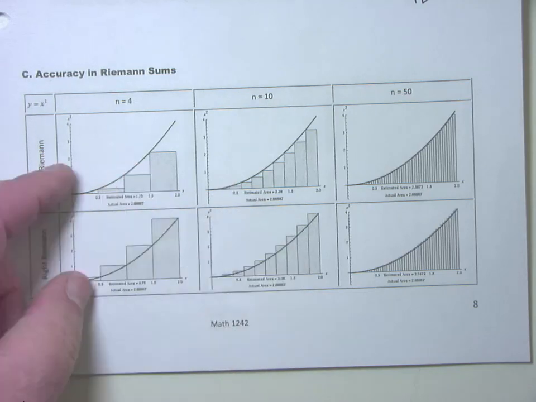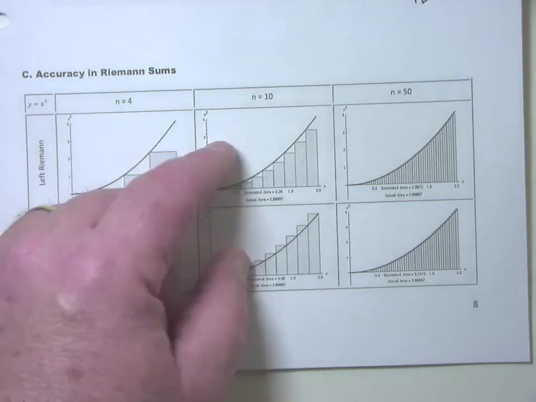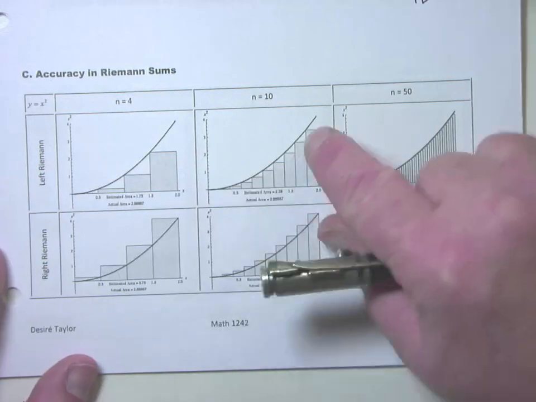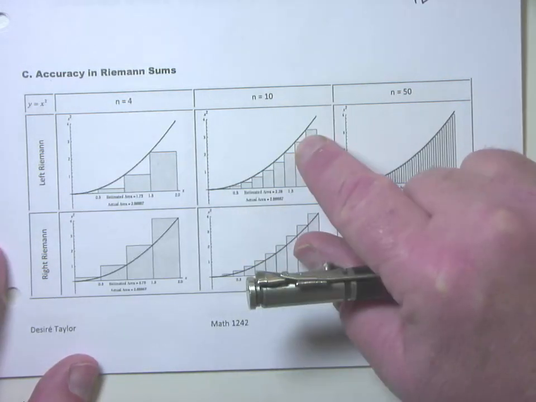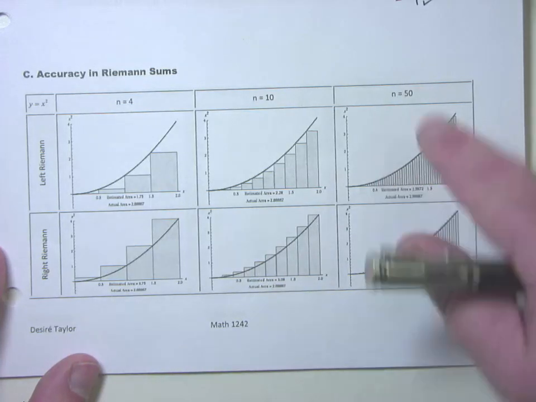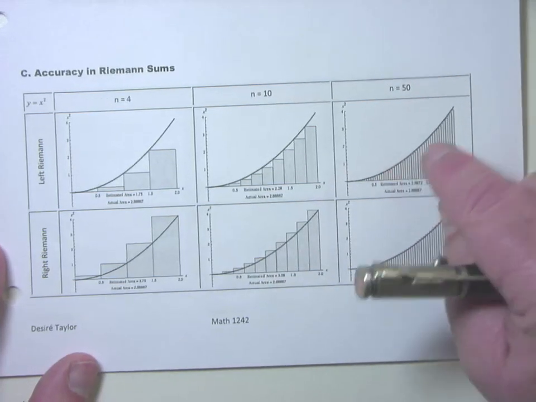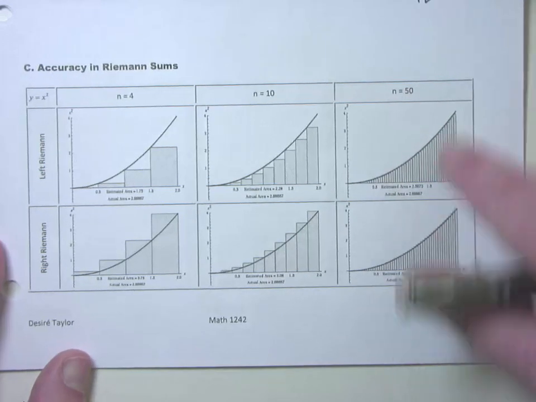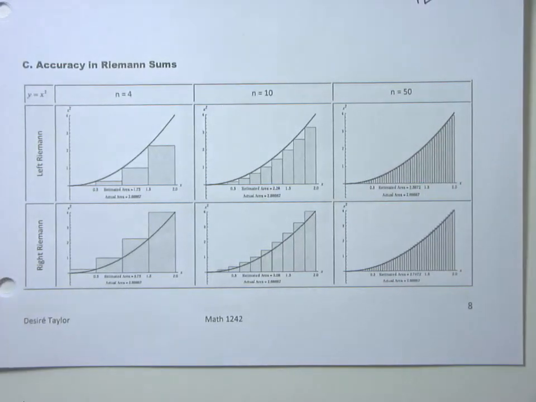But once you go from 4 partitions to 10 partitions, you'll notice the amount of error has decreased, both lower and upper. And then if I go to n equals 50, you see you got pretty much dots, but there's still some error in that. So here's the deal. If you want to get a more precise answer in terms of Riemann sums, the answer is more partitions.